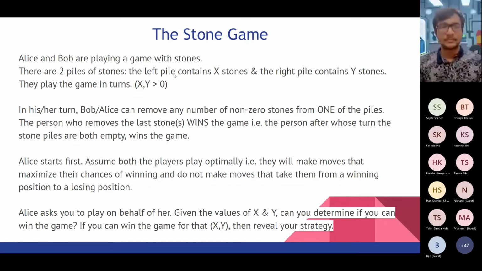So basically, Alice and Bob are playing a game with stones. There are two piles of stones. The left pile contains X stones and the right pile contains Y stones, and they play the game in turns. In their turn, Bob and Alice will remove some non-zero number of stones from one of the piles. Just focus on this: non-zero, and from one of the piles. The person who removes the last stone wins the game, that is, the person after whose turn the other person has nothing to move. So Alice will start first, and assuming both players play optimally, you need to predict who would win.